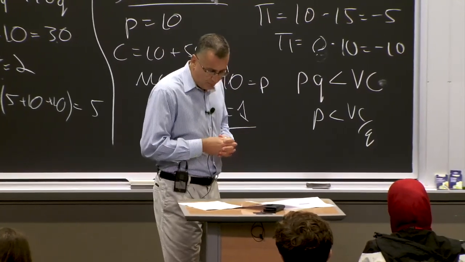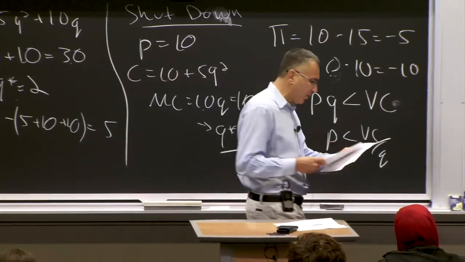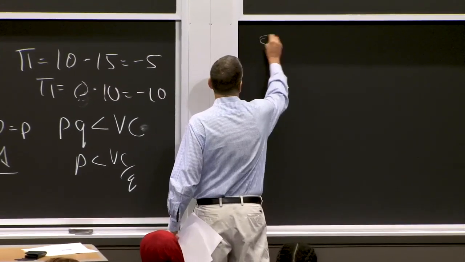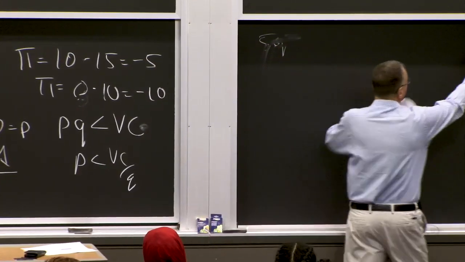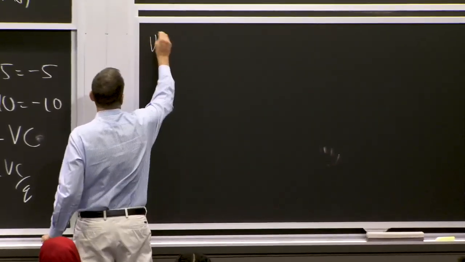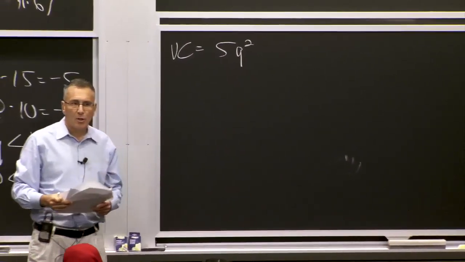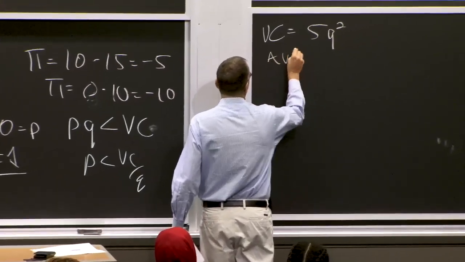So in our example, you never shut down. And why is that? Let's look at the math of our example. Well, in our example, what are variable costs? The variable cost is 5Q squared. I'm going to put these down here. So the variable costs in our example are 5Q squared. So what are average variable costs? 5Q.